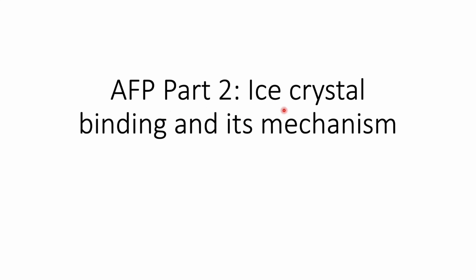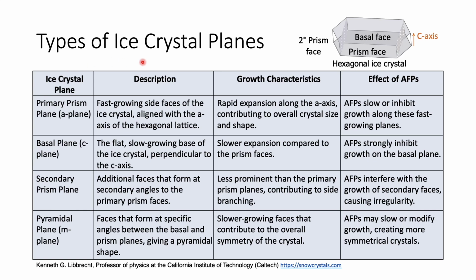Welcome to the next module, antifreeze protein part 2, ice crystal binding and its mechanism. Before we look into ice crystal binding, let us look at the different types of ice crystal planes. Here is the hexagonal structure of the ice. The bottom one is called the basal phase, and the one in the rectangle on the side is the prism phase. This is the c-axis, and this particular one is called the secondary prism plane.